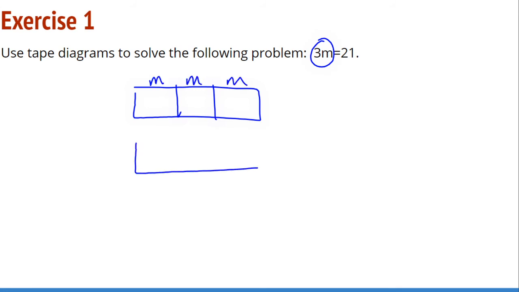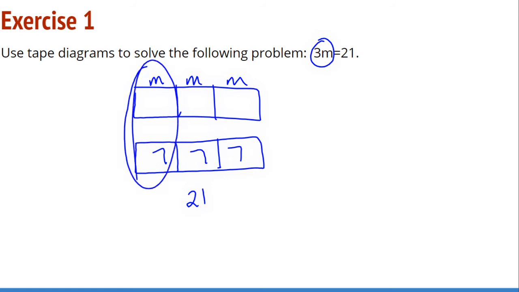And altogether, they're equal to 21. Now looking at my tape diagrams, I can see that the 21 has been divided into 3 parts. 21 divided by 3 gives me 7 in each one of the units. So each m is equal to 7.